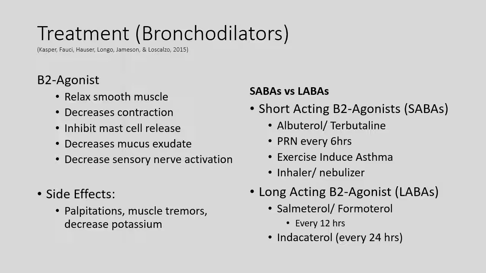We have the SABAs versus the LABAs. The SABAs are the short-acting beta-2 agonists. This includes albuterol and terbutaline. You can use them as needed, and if you have exercise-induced asthma, they come in an inhaler or nebulizer form. Then you have the LABAs, the long-acting beta-2 agonists, salmeterol and formoterol. You can use these every 12 hours. And last, we have indacaterol, which is every 24 hours. Some of the side effects of the beta-2 agonists are palpitations, muscle tremors, and decreased potassium in the serum.